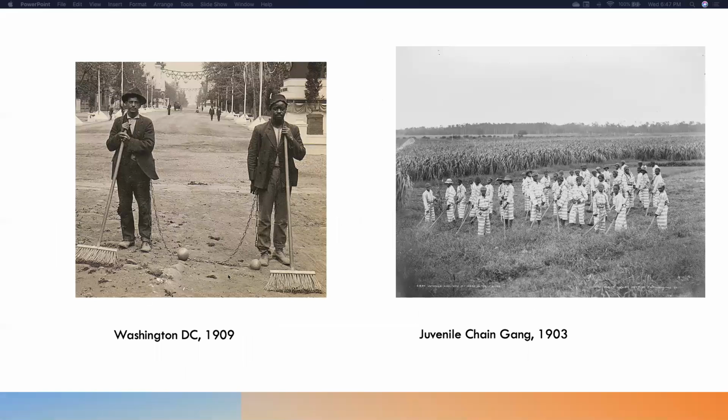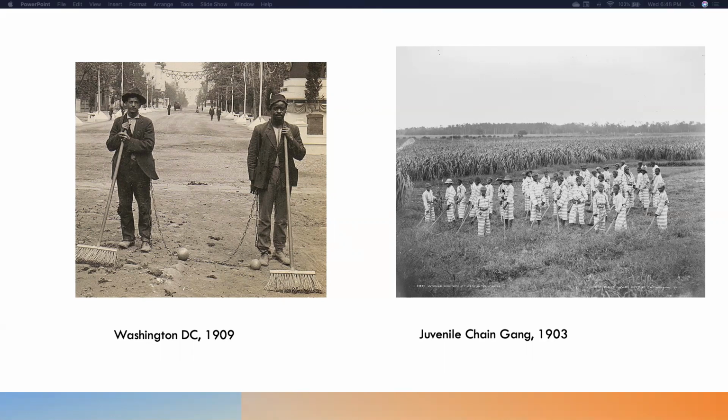So here are some pictures, okay? Now I put the dates on these because that's very important. Remember, Reconstruction is happening towards the end of the Civil War and into the 1870s. Chain gangs continue into the 1900s. All right. These are two gentlemen where you can see the ball and chain wrapped around their waist and around their ankle, sweeping streets in Washington, D.C. This one right here is a chain gang of juveniles. Some of these kids look like they're between 9 and 12 years old. I would be surprised if any of them were older than 13 or 14.